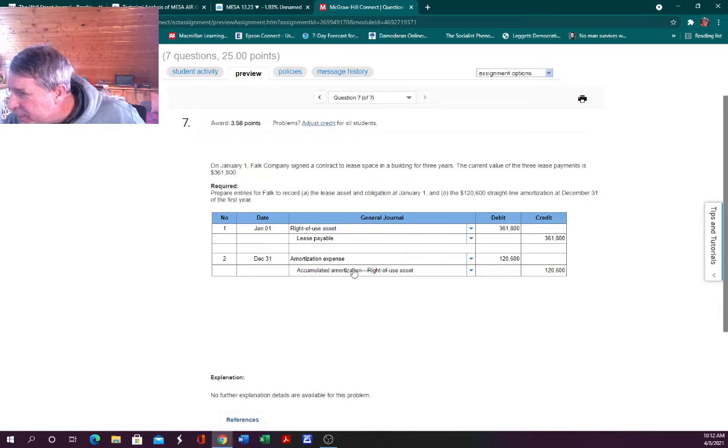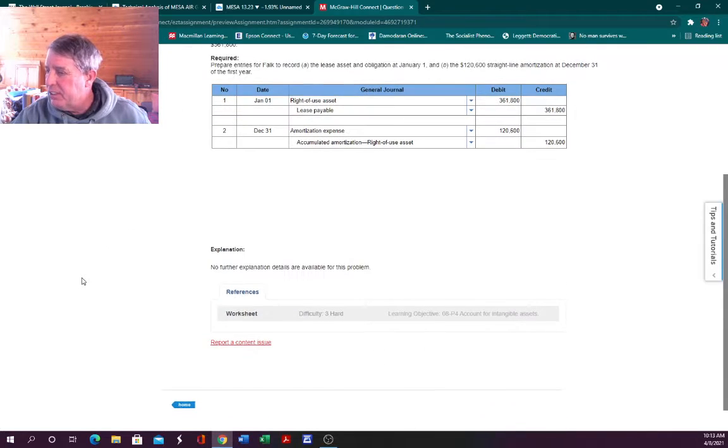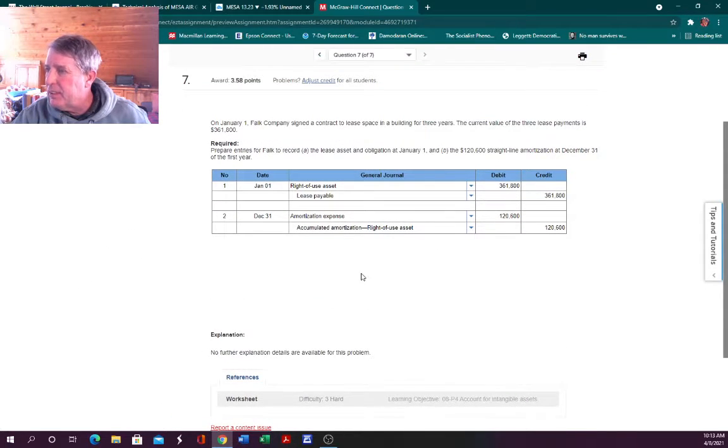There you go. Right of use asset and amortization. Falk Company signed a contract to lease space for 3 years. This is how you would do that. Prepare entries to record the lease asset and obligation, and these are things that you're going to run into in business, even in small business. So it's good to know how to do this. Pretty simple.